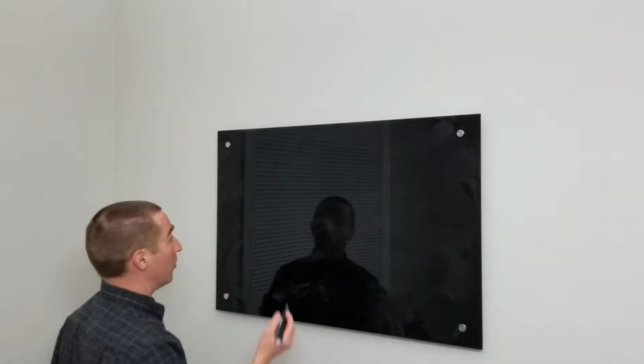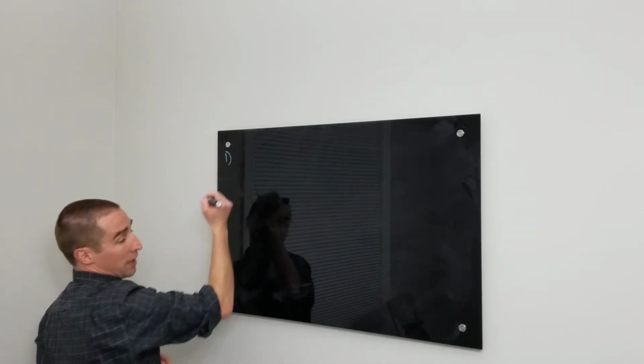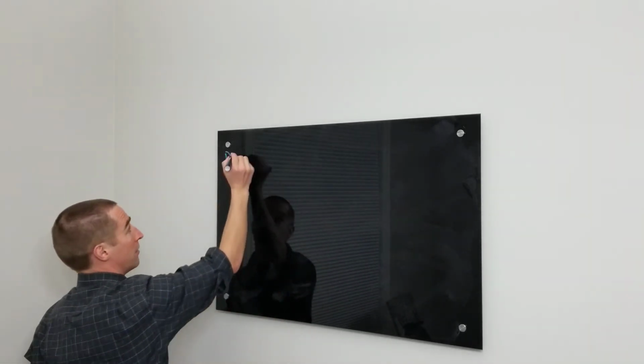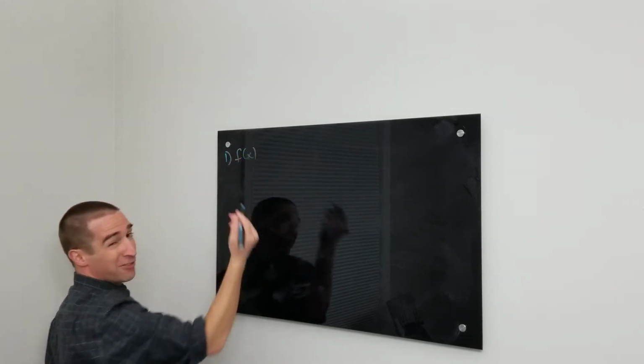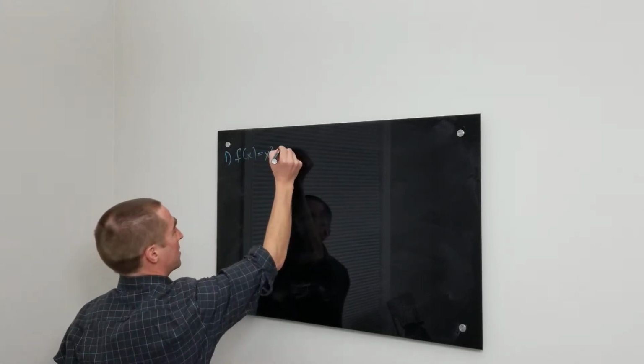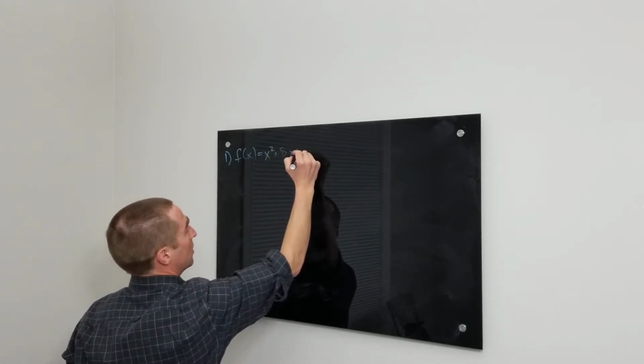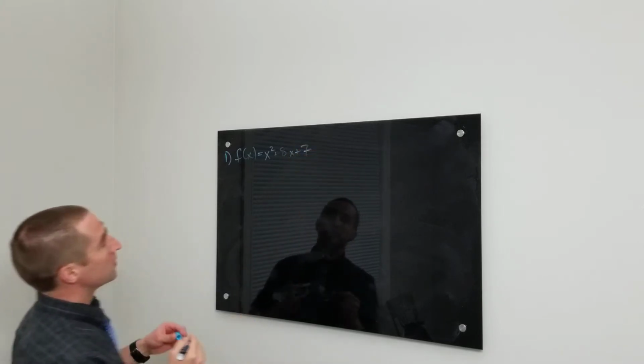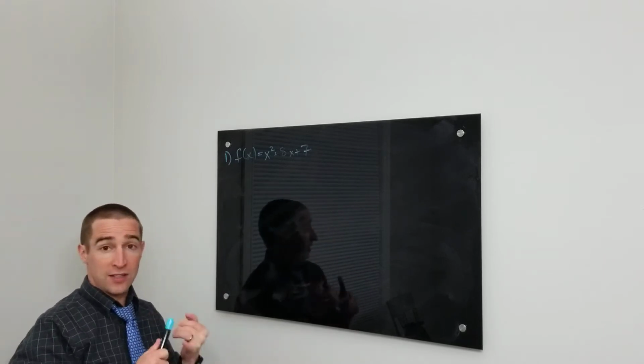So here we go. Problem 1. We have f of x. Remember, it can be f of x, it can be y, it doesn't matter. Equals x squared plus 8x plus 7. And we want to graph it, state the domain and range, find the vertex, the x-intercepts, the y-intercepts, axis of symmetry, and where it's increasing or decreasing.